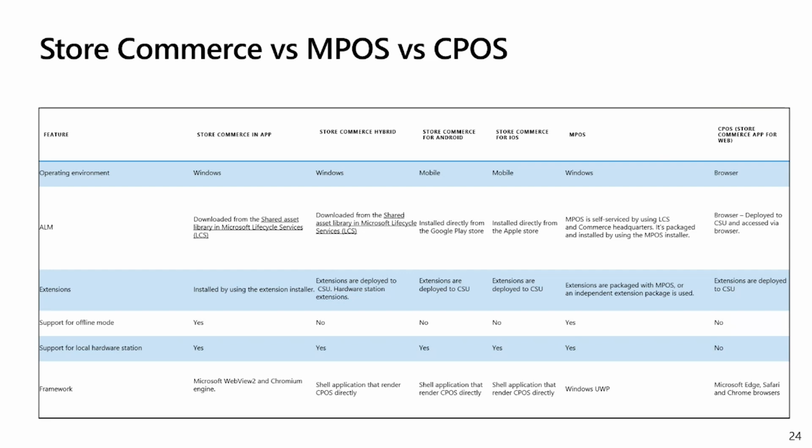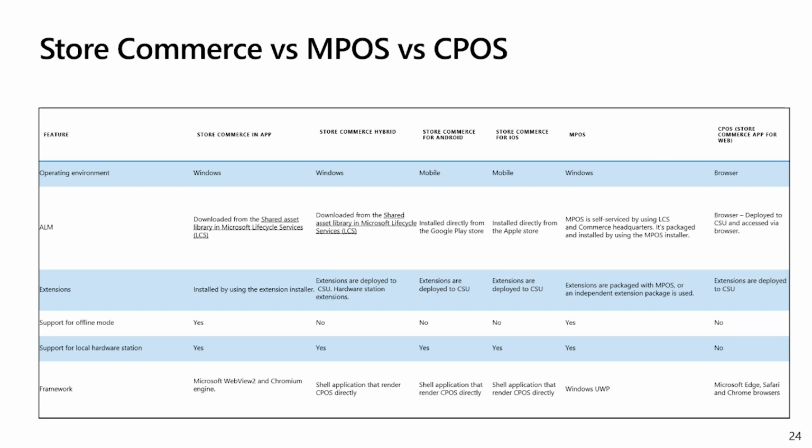To render the interface, Commerce uses the Chromium engine instead of the UWP app rendering framework. So the Chromium engine has better rendering performance than the native JavaScript UWP app in Windows. So the main difference between MPOS and store commerce is that the store commerce uses the Chromium engine to render the app.